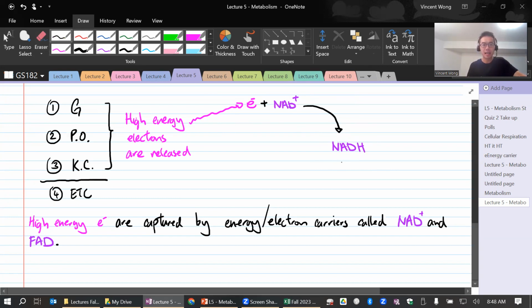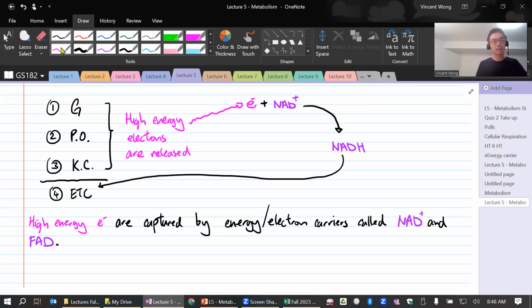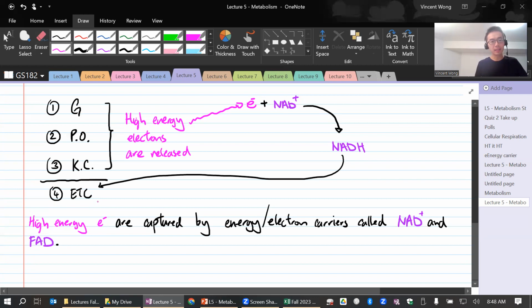Okay, and then the NADH will take the electron to the ETC, okay, and then is gonna give up the electron, and then it will become NAD plus again. Yeah, it'll become NAD plus again. Hold on, let me move this out of the way.